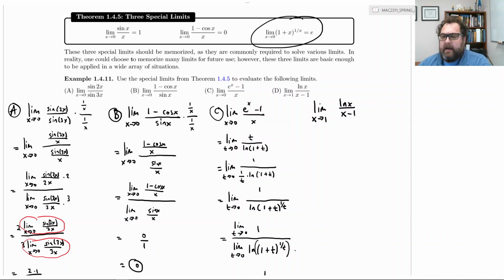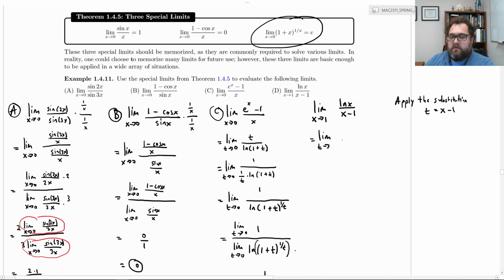So let's see. We can do this. What about applying the substitution? Let's see. What about if t equals x minus 1? That might work. T equals x minus 1. So now we're going to rewrite the limit equals the limit as t approaches something. Now I know the denominator turns to now a t because I'm saying t equals x minus 1, which is the original denominator.